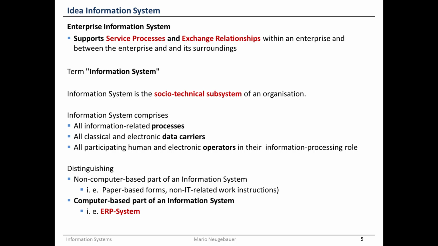And then we distinguish this part, this paper-based part, this classical part, from the computer-based part. The computer-based part, which interests us because we obviously work as a computer science specialist for a company. And this computer-based part is then the ERP system, the Enterprise Resource Planning System, the system which supports the information system from a technical, from a computer-based side. Overall, the information system contains the non-computer-based part as well as the computer-based part.